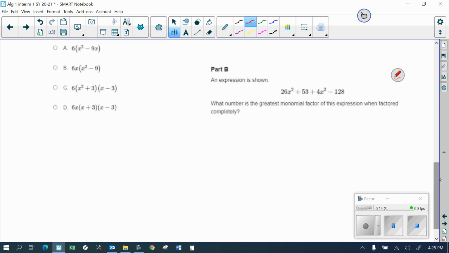What number is the greatest monomial factor of this expression when factored completely? So monomial factor, mono means 1. Factor means it divides into it evenly. So what this is basically asking is the greatest GCF. What's the GCF? Obviously the greatest it can be is 4 with the numbers. Well, factor this first one completely.